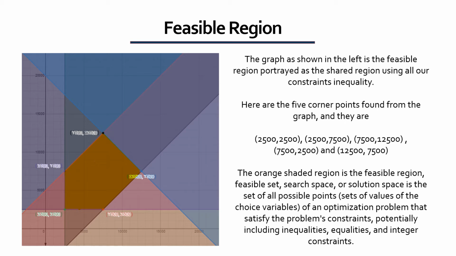This graph represents our investment into both mutual funds. We have X representing the amount of the first fund, and Y representing the amount we put into the second fund. And when we graphed our equations and our inequalities, we have a feasible region with 5 corner points.